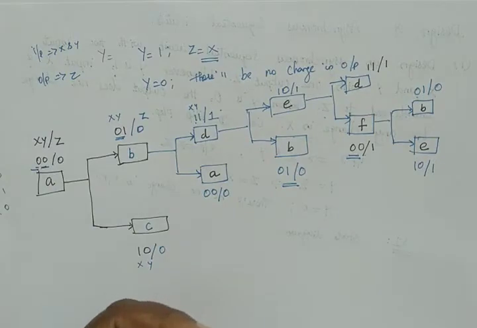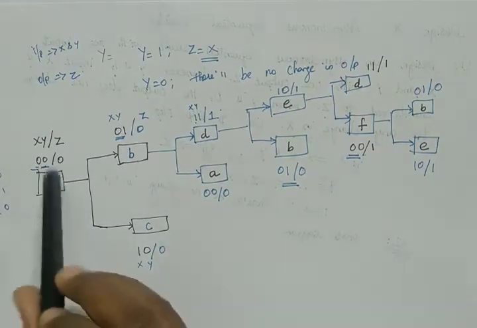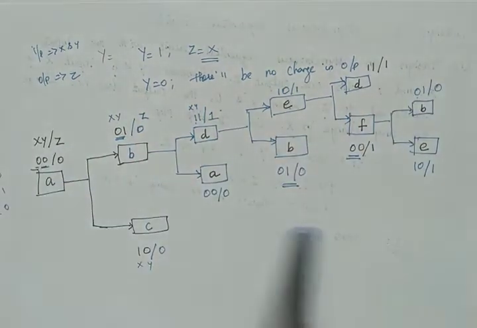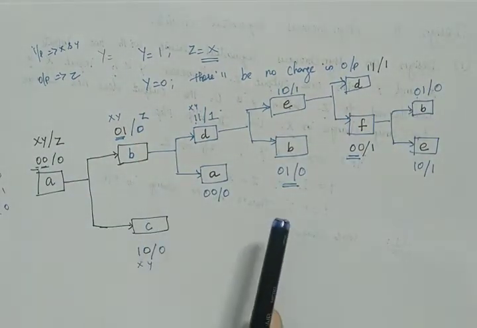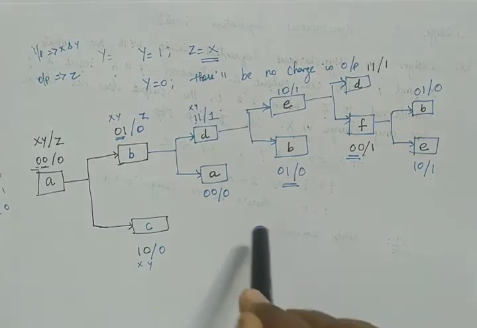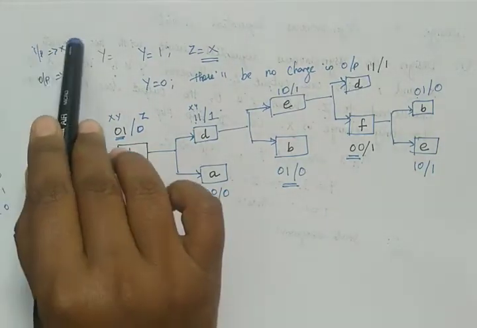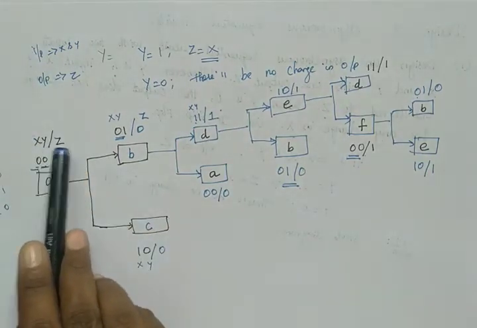So what we did is just one minute. Our input is XY, output is Z. So if you complete this diagram, that's it. We have completed the problem. So understanding this is very much important. So here we have A, input XY, output Z.